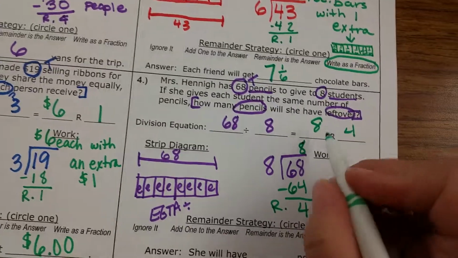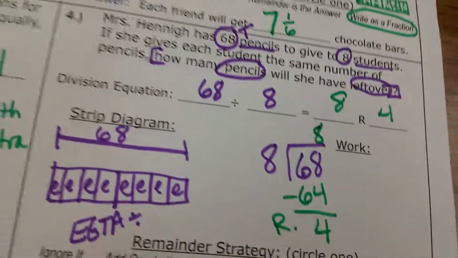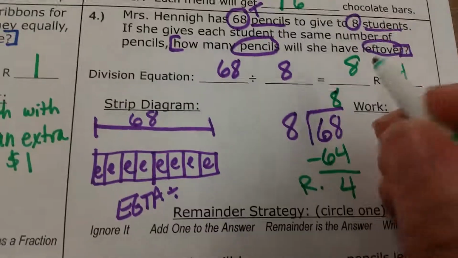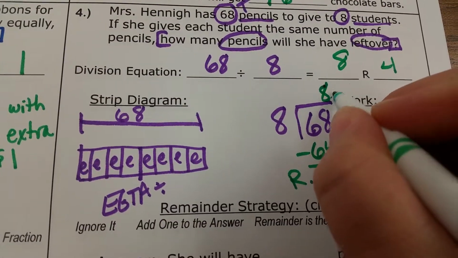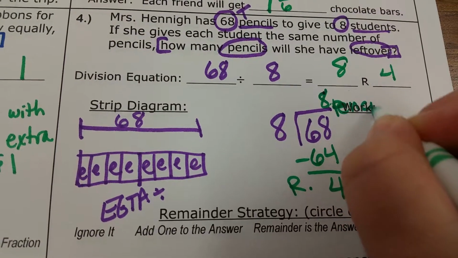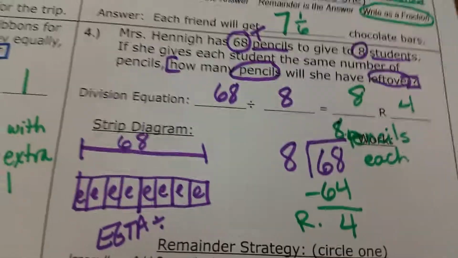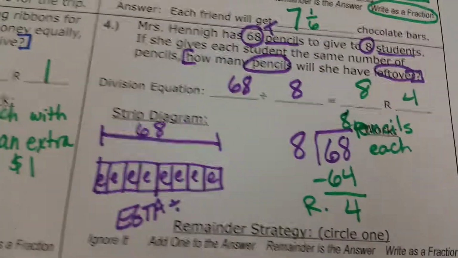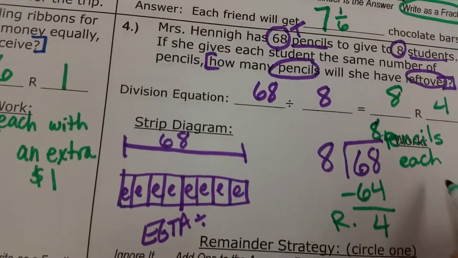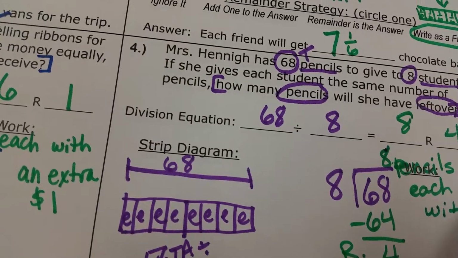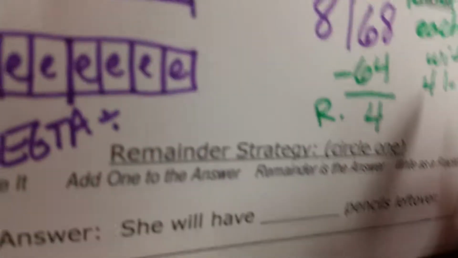Which really just means that each person will get 8 pencils. So 8 pencils each with 4 left.